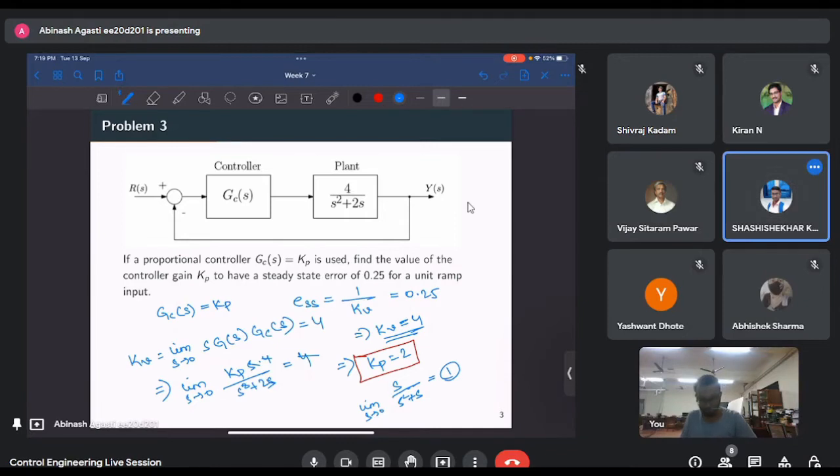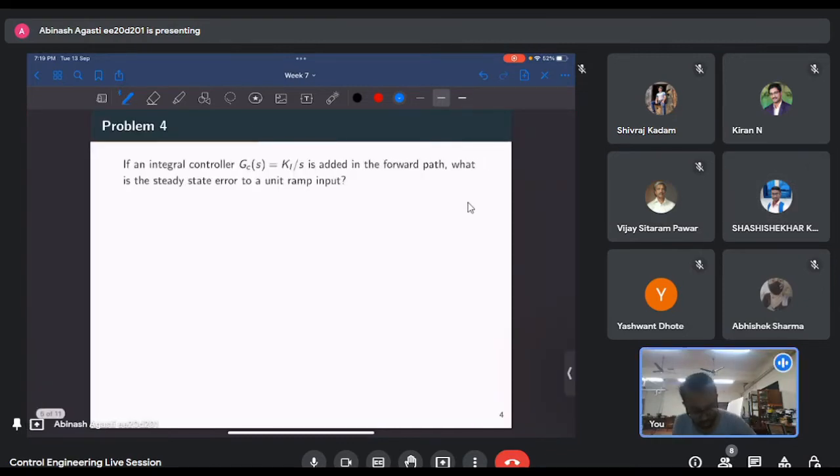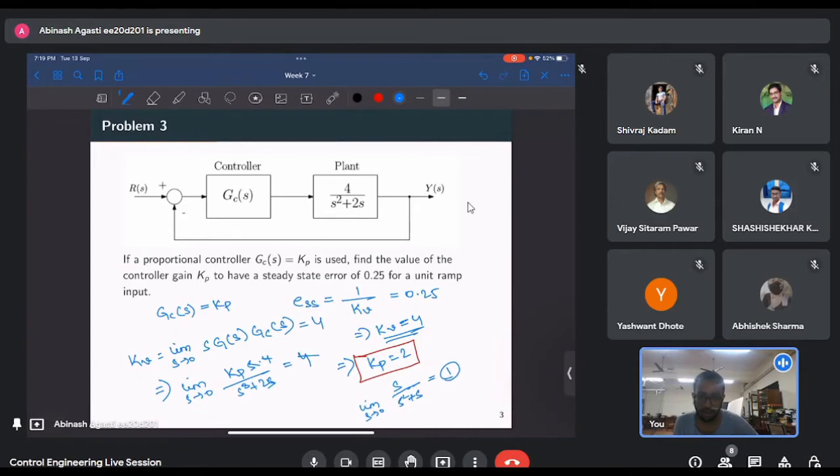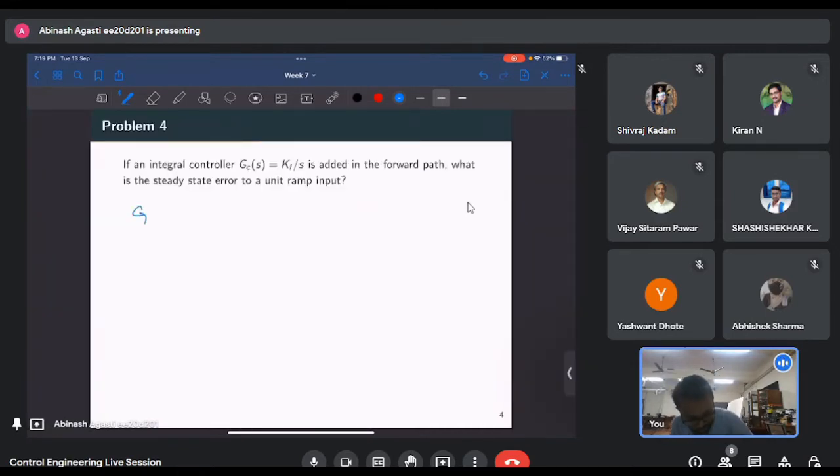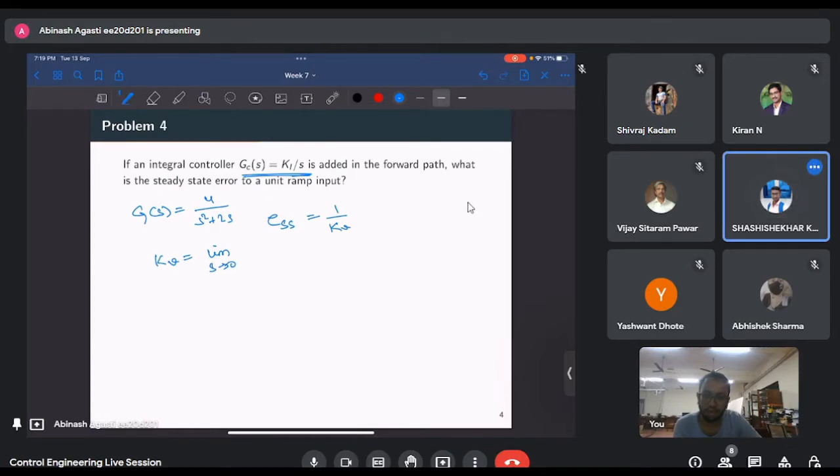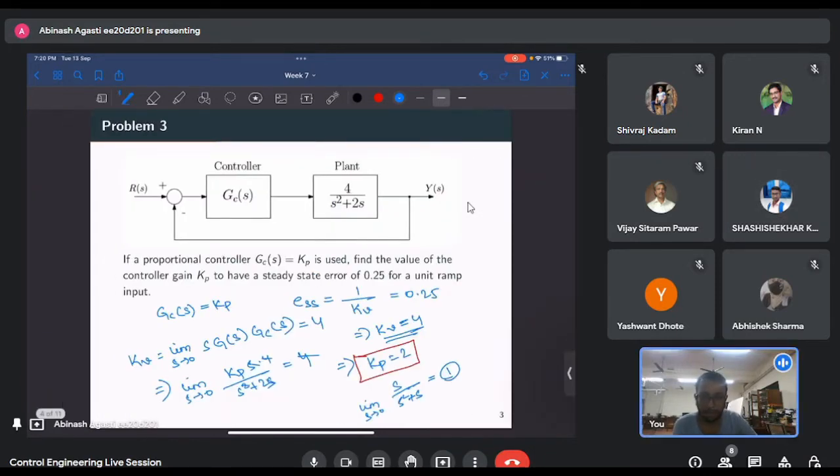Okay, now we have the same system, right? The plant is 4 by s square plus 2s. Now I am adding only an integral controller, added into the forward part. So now what is the steady state error to a unit ramp input? This is again the same thing. ESS is 1 by Kv. Then Kv is equal to limit s goes to 0 of s into GC(s) into G(s).